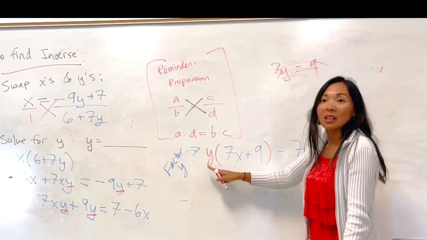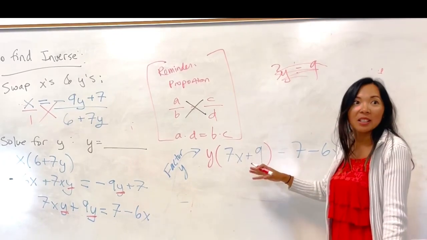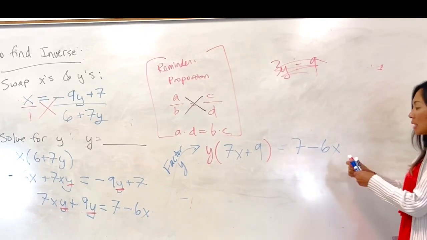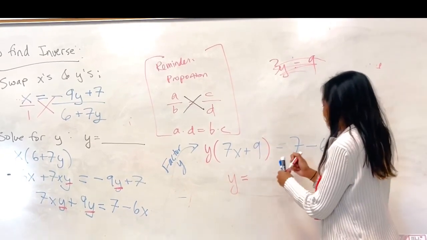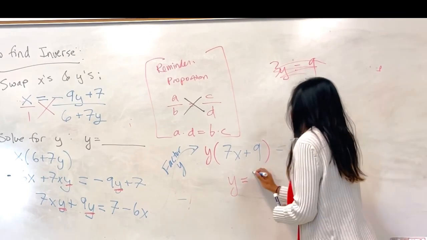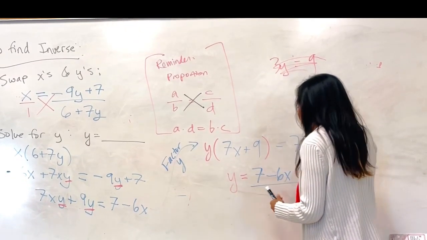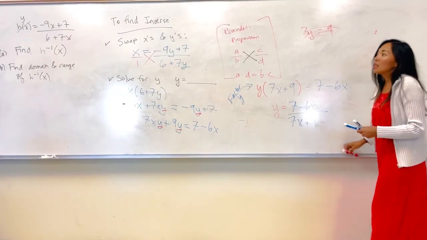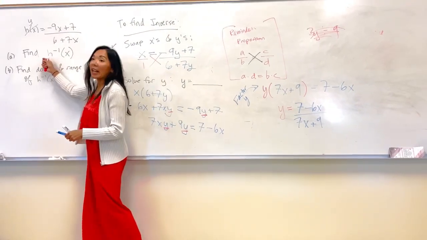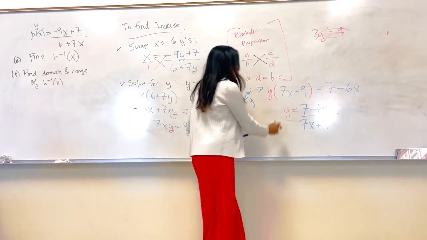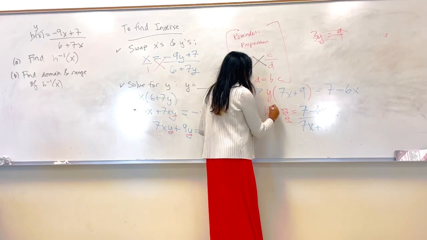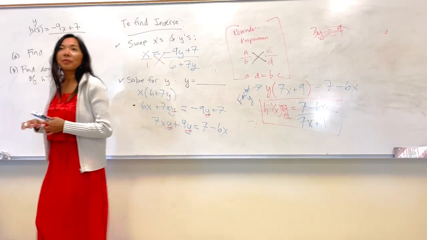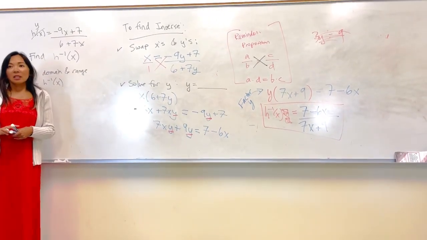So same story here. Y is multiplied by this ugly coefficient. It doesn't matter whether it's pretty or ugly. All you do is divide both sides by that. So you end up getting y is equal to 7 minus 6x all over 7x plus 9. And that, my friends, becomes the inverse function, h inverse x. So here, this becomes h inverse x, and that is the inverse function of h. All right, any questions?